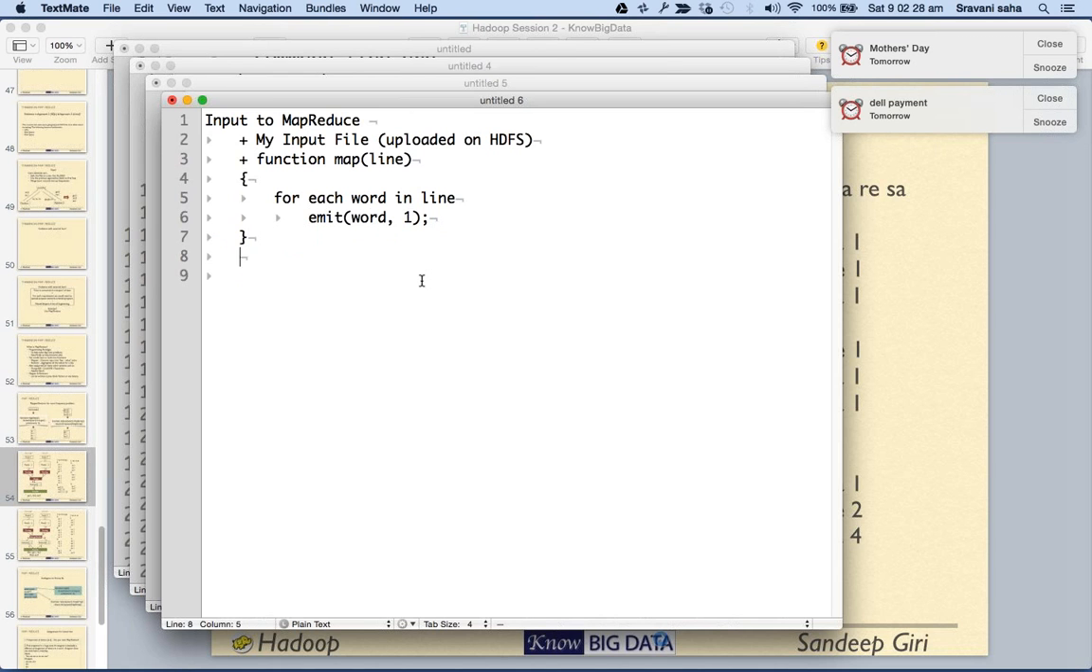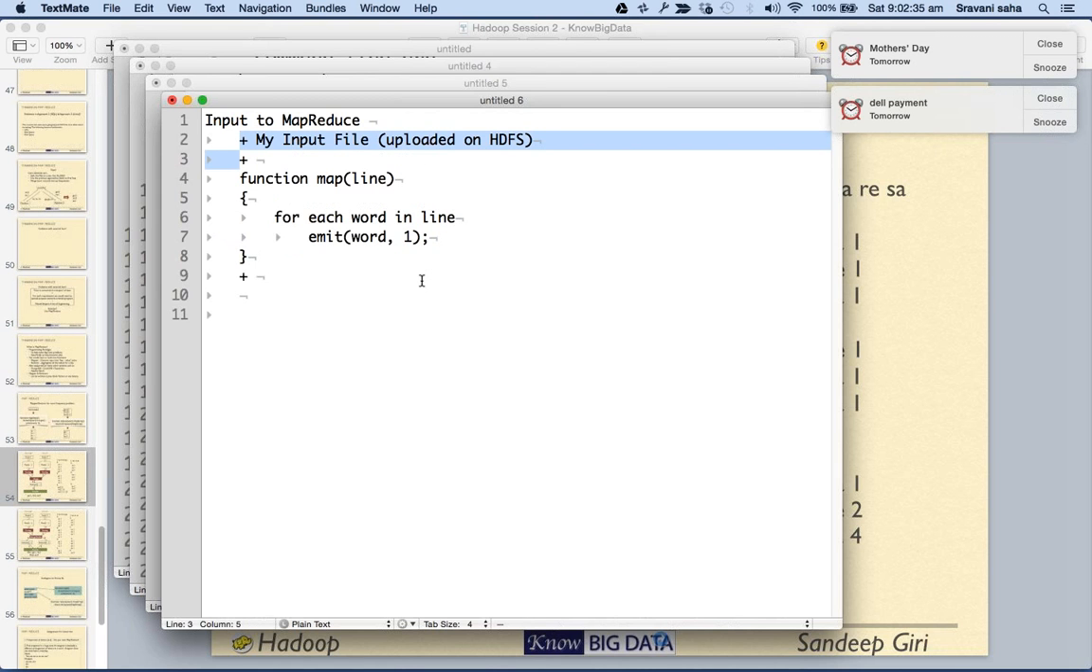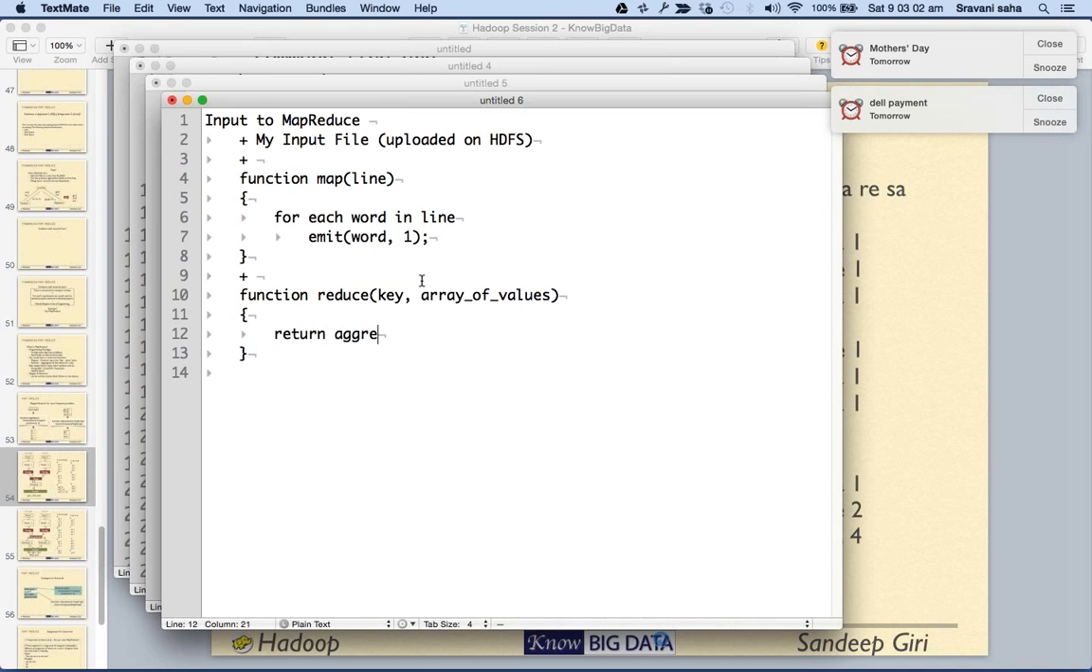One is my input file. I'm telling MapReduce that here is my input file, here is my map function, and here is my reduce function. And what does this reduce function do? It basically gets a key and an array of values, and it returns some aggregation of the array of values. So this is how your reduce code would look.